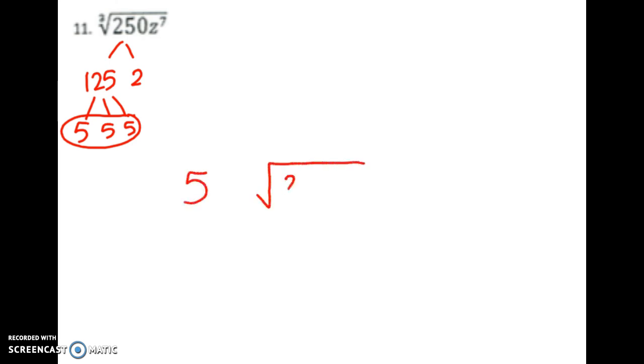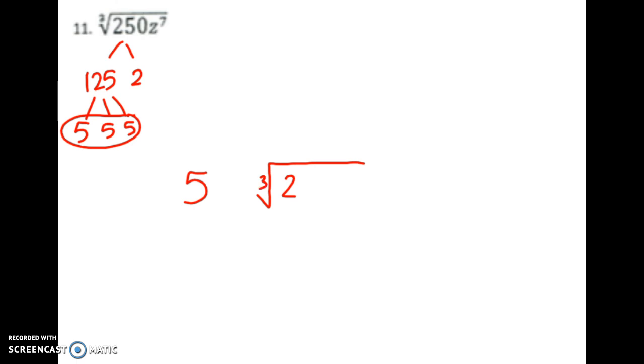Number 11, we have the cube root this time. 250 isn't a perfect cube, so we need to break this down more into 125 and 2. And we know that 125 breaks down into 5, 5, and 5. And you can see that in your blue sheet. So there's a group of 3. So since this is a cube root, that 5 is going to come out, and the 2 has to stay inside.